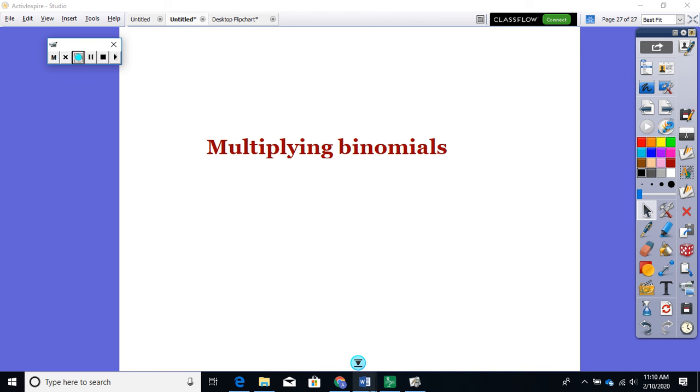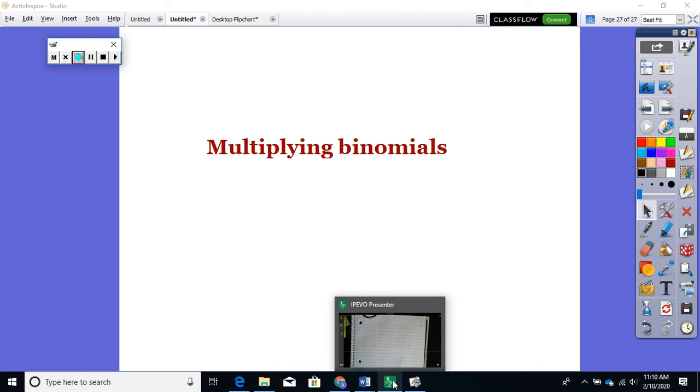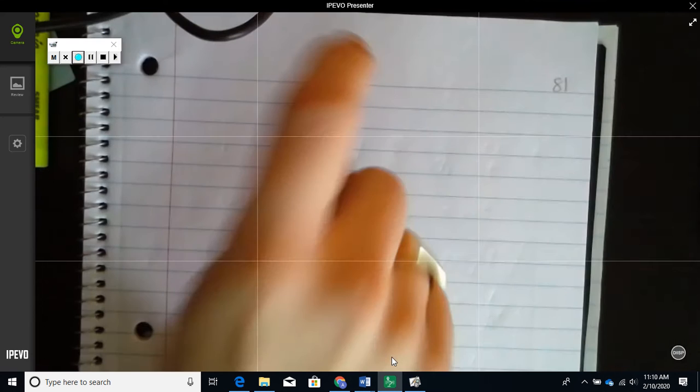So we are multiplying binomials, and we're using the box method. Okay. So please go to page 81. Please go to page 81.